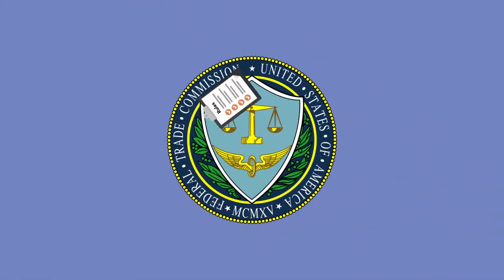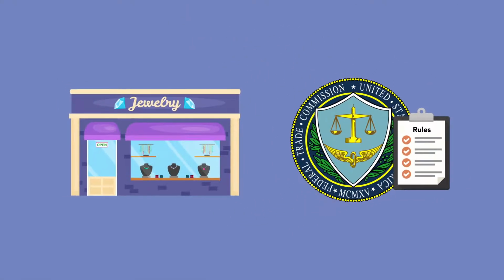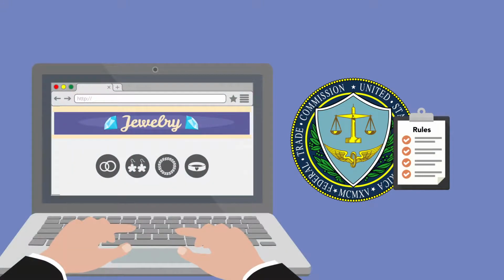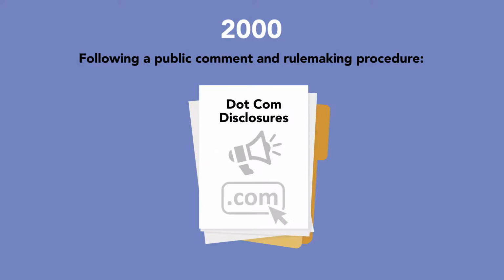Even though the Federal Trade Commission rules on mandatory disclosures were first developed to apply to brick-and-mortar establishments, they apply to domestic transactions accomplished electronically as well. In 2000, following a public comment and rulemaking procedure, the FTC issued its .com disclosures guidance document.